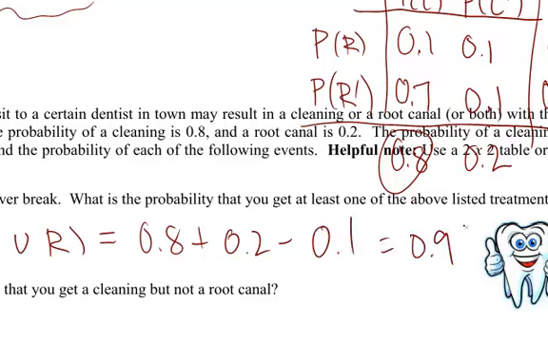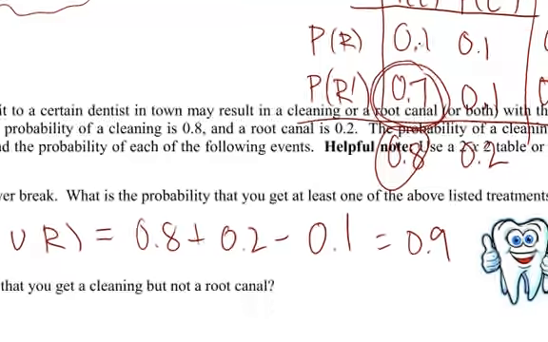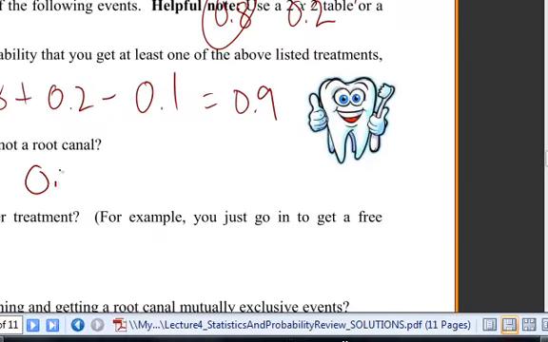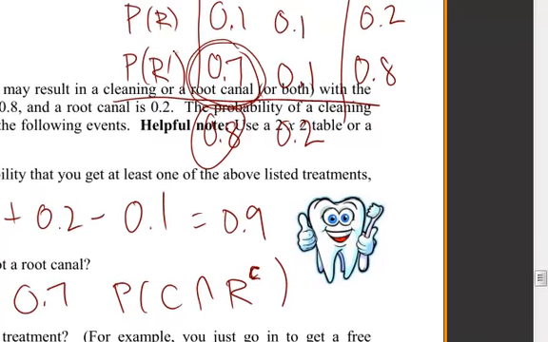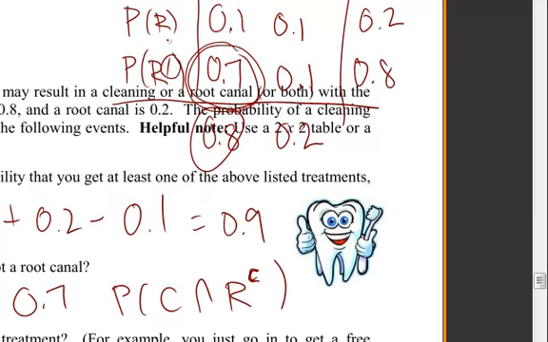Okay, what's the probability that you get a cleaning but not a root canal? So just a cleaning and not root canal is right here, right? Cleaning and not root canal, so 0.7. That's the probability of a cleaning and root canal complement. Wow, I hope I haven't been interchanging, but sometimes I forget and I put little dashes. That also means complement in some books.